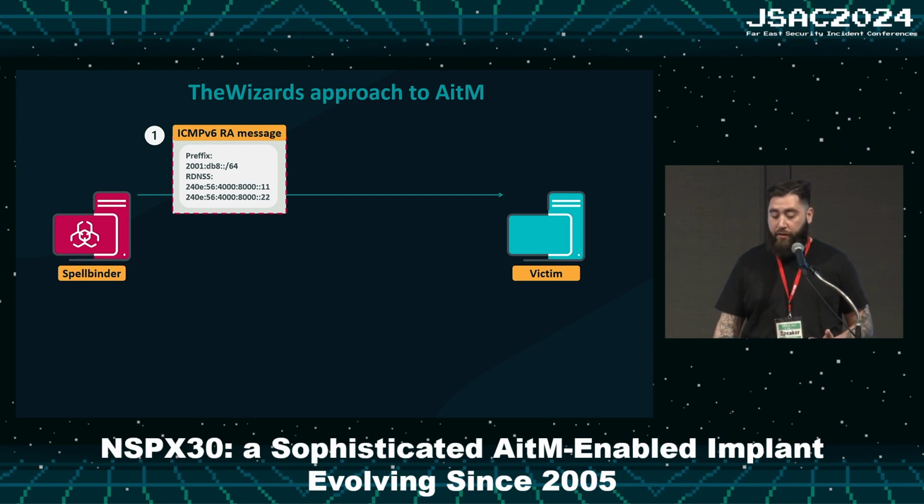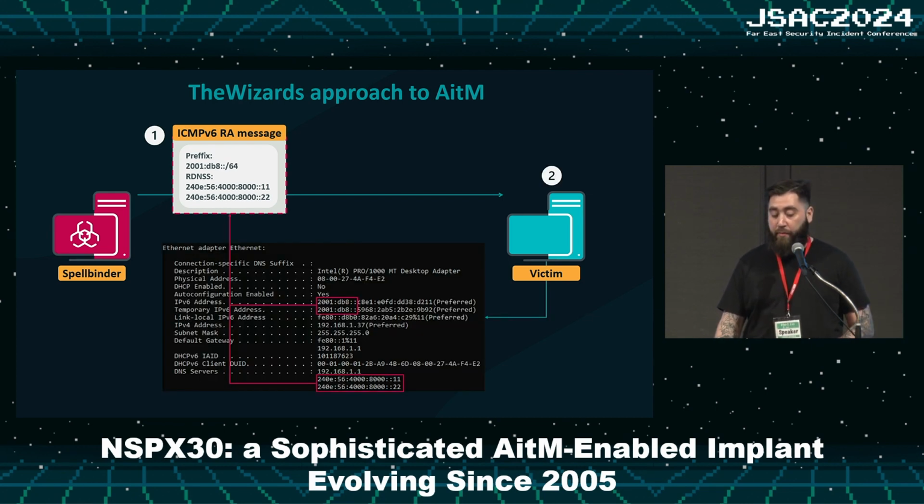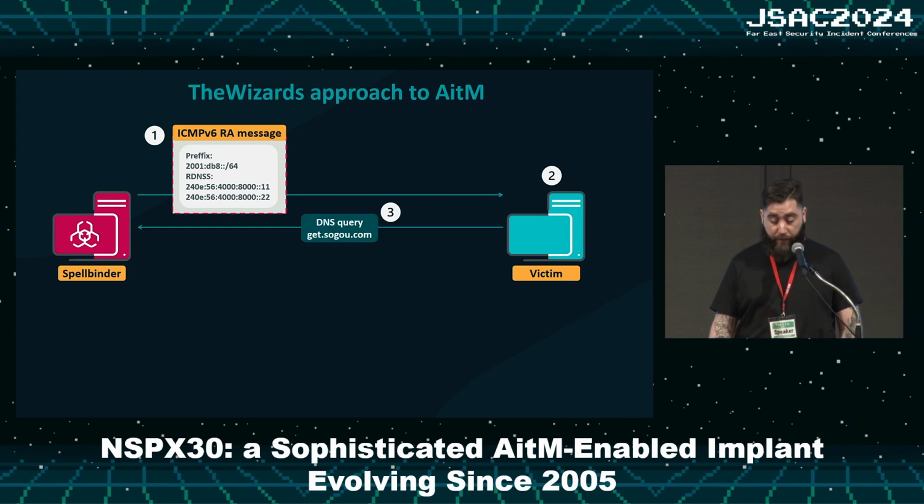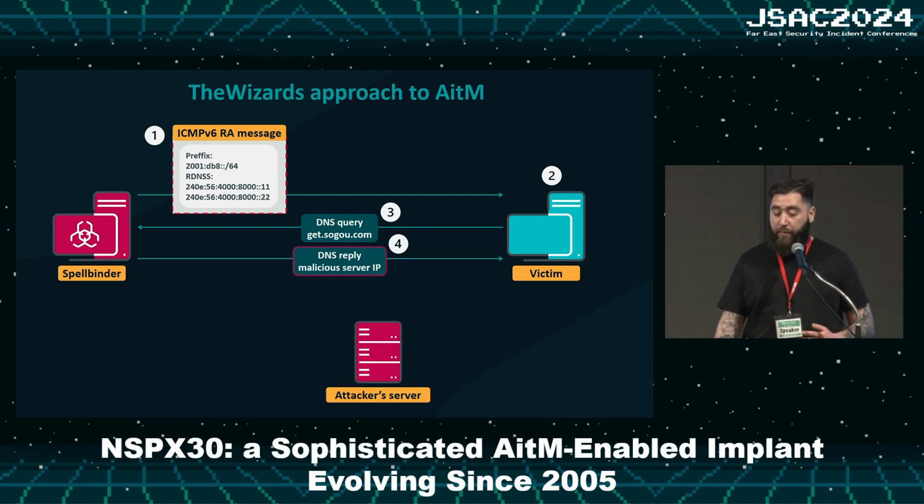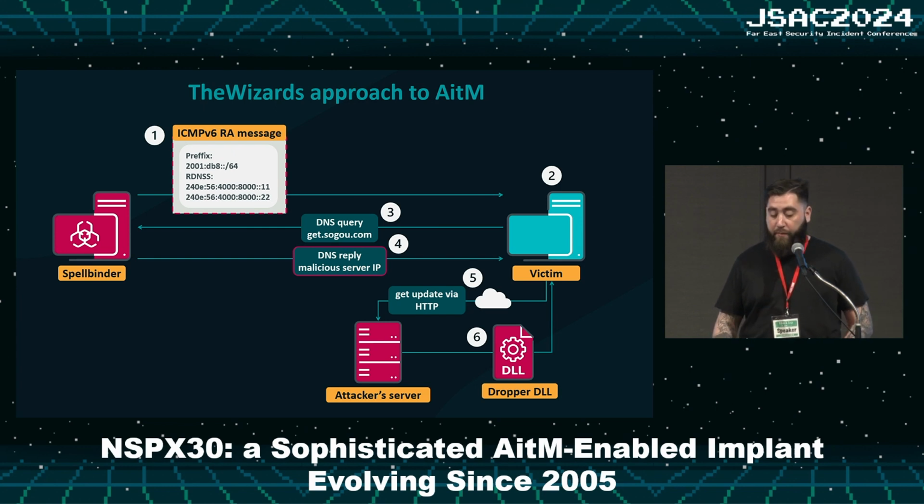First, a compromised machine running Spellbinder sends ICMPv6 router advertisement messages to all the nodes in the network. IPv4 and IPv6 enabled machines receive the message and auto-configure using stateless address auto-configuration, using the information in the message. Then the victim machine with updating software sends a DNS request over IPv6 to the machine running Spellbinder. Spellbinder replies with the IPv4 address of the malicious server controlled by the attackers. The updating software running on the victim machine sends an HTTP request over IPv4 to the malicious server asking for updates. And the server replies with a payload.